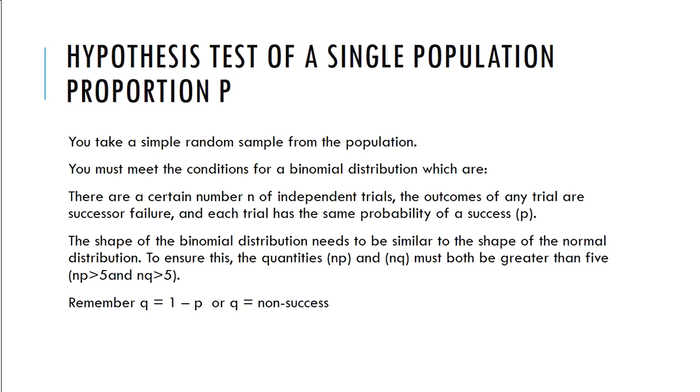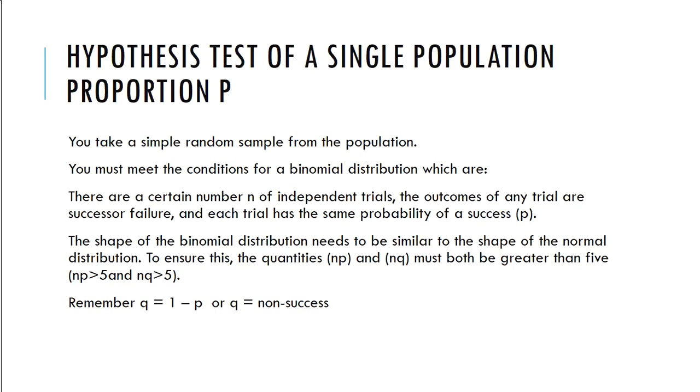All right, hypothesis testing for a single population proportion. You have to take a simple random sample from the population. You have to meet the following conditions, which is a binomial distribution. Now, a binomial distribution could be like when you toss a coin. Heads is one, tails is the other, because when you toss a coin, you either get heads or tails. There are two scenarios that can happen. It's a tail or a head. So that's binomial. You have two things that it can come out to. Bi means two, and nomial means number.